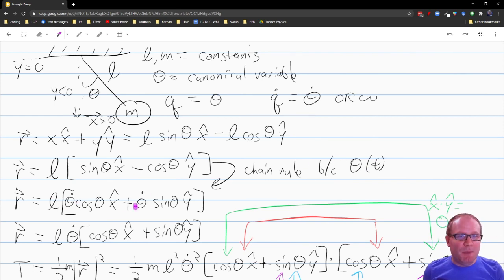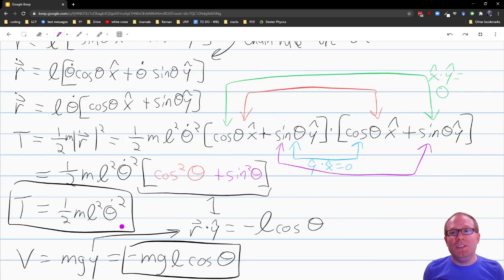Everybody's going to spit out a theta dot. So you have a cosine theta, theta dot, sine theta, theta dot. Everybody has a theta dot, so you can factor it out. You can think of this piece here, the L theta dot, as being the magnitude of the velocity, and then this piece, cosine theta, sine theta, is the unit vector.